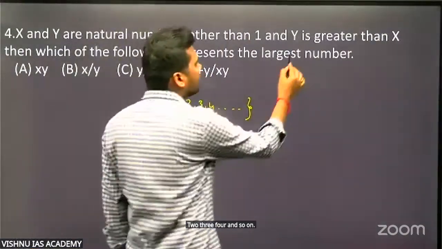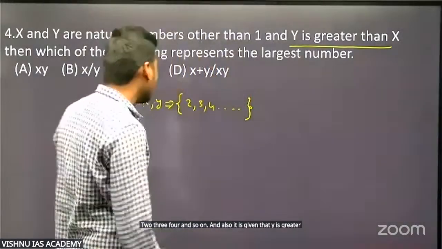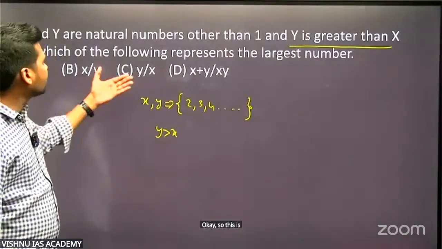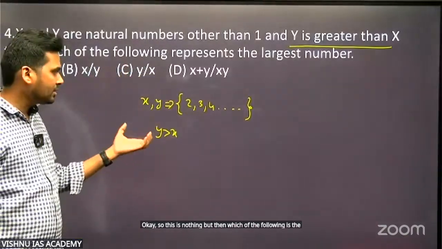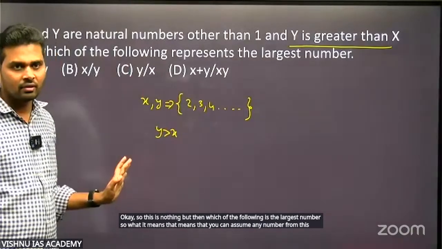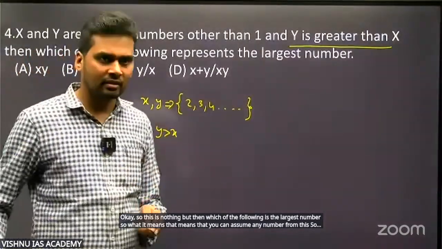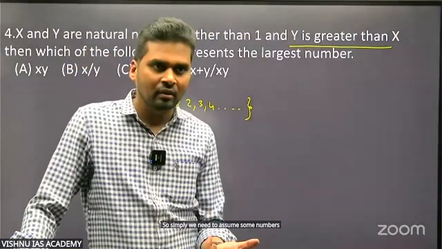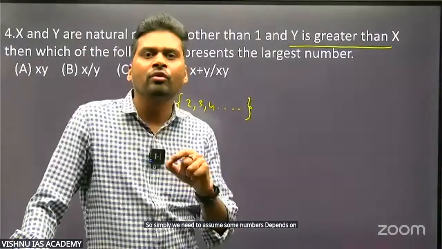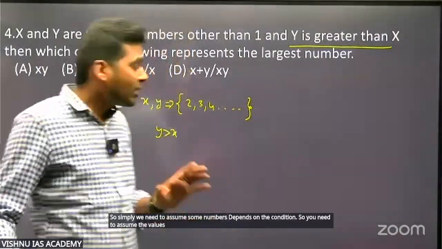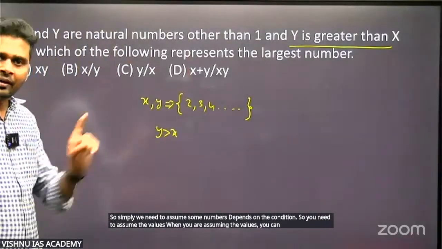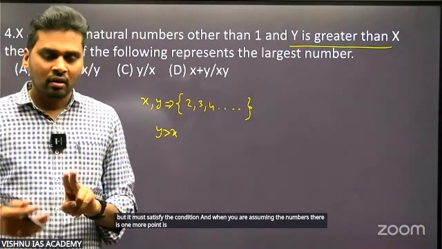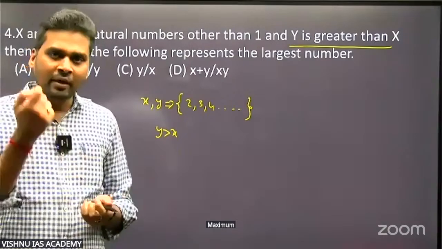And also it is given that y is greater than x. Then which of the following is the largest number? You can assume any number from this. We have many questions like this in previous year papers. Simply assume some numbers depending on the condition. You can assume any value, but it must satisfy the condition. And one more point: try to take the minimum possible value.